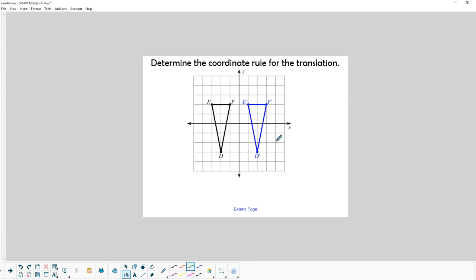Okay, we got one more to do here. Now you notice it just kind of shifts to the right if you look at it. So if you think about it, the E value goes 1, 2, 3, 4 to the right. So does the F value. How about D? 1, 2, 3, 4. So all of the X values shift to the right 4 places. So our new rule is going to be X plus 4. But as far as the Y values, they don't change. So we'll just leave Y on the end like that. And that's the coordinate rule that we have here. So we started with an original set of X and Y's, and we moved over 4 to the right, and that's where our new image was.